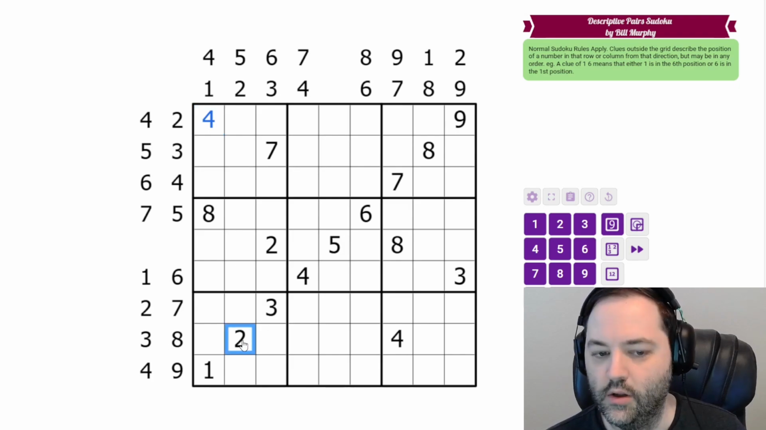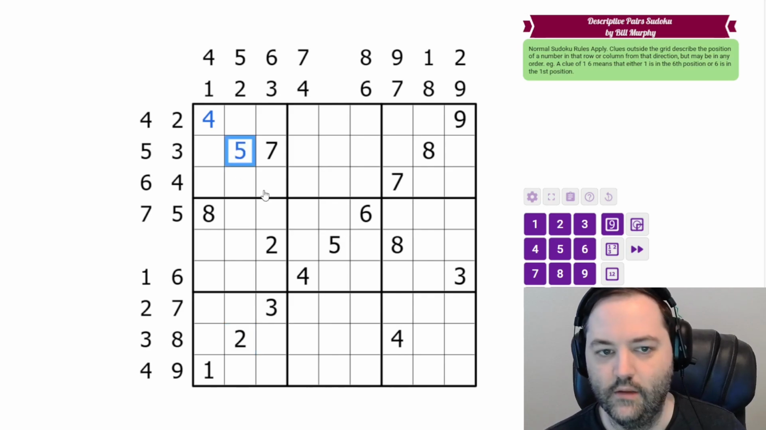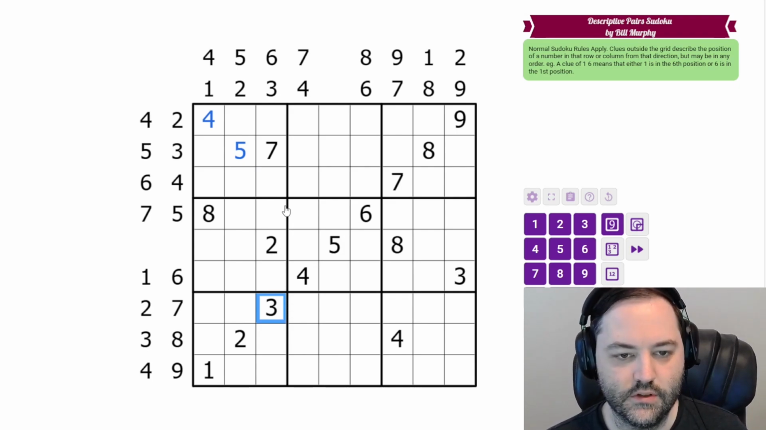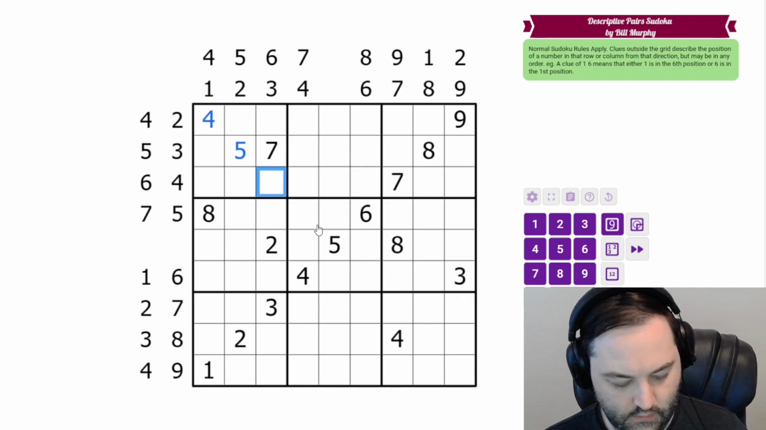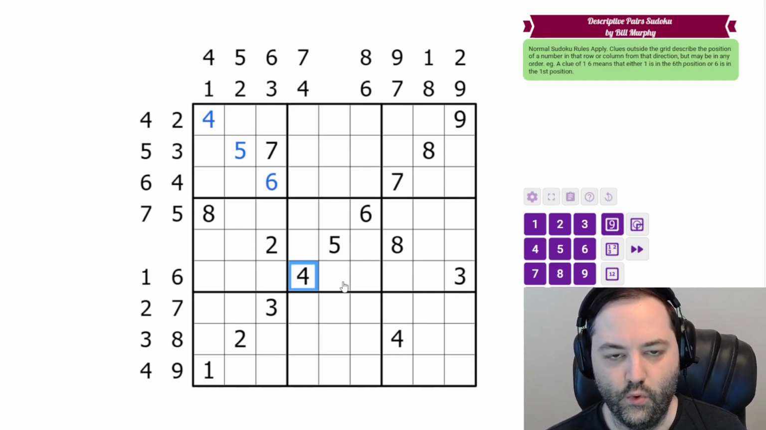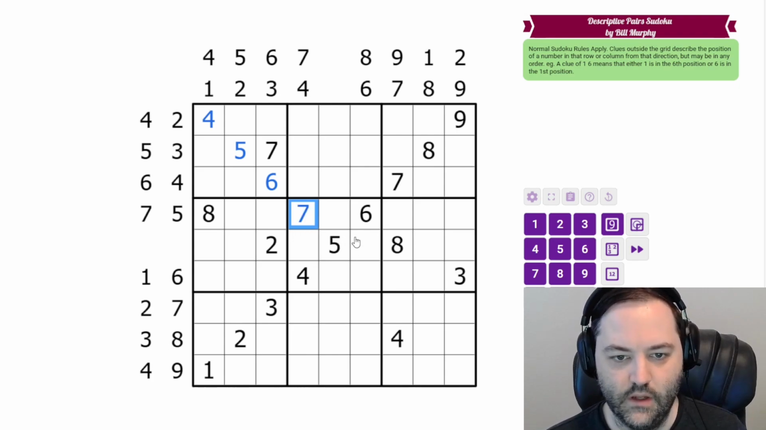Same with the 2nd column. The 2 is already placed. It's not in the 5th position, so we have to have a 5 in the 2nd position. The 3 is not in the 6th position. It's in the 7th position. So we have to have 6 in the 3rd position. And then 4 is not in the 7th position, so we have 7 in the 4th position. And we can keep going.